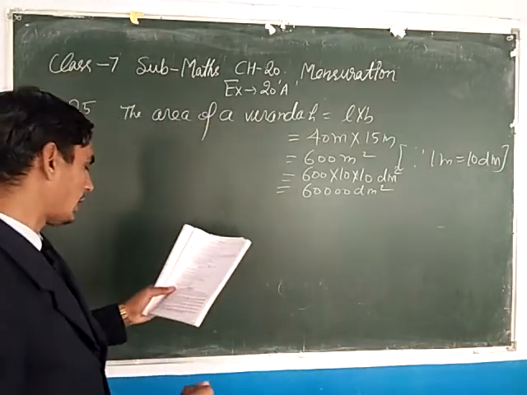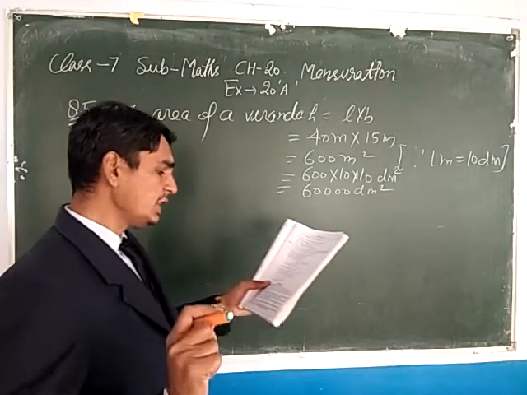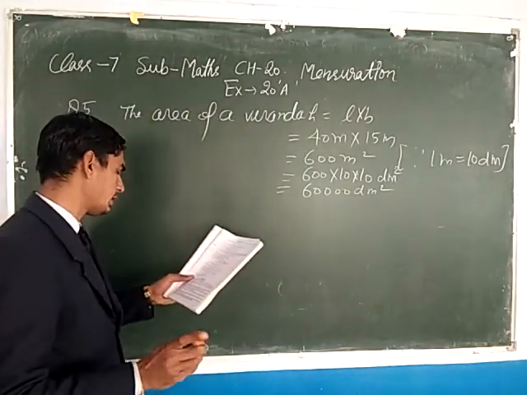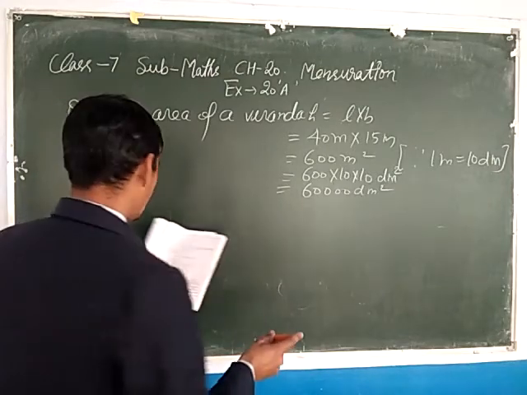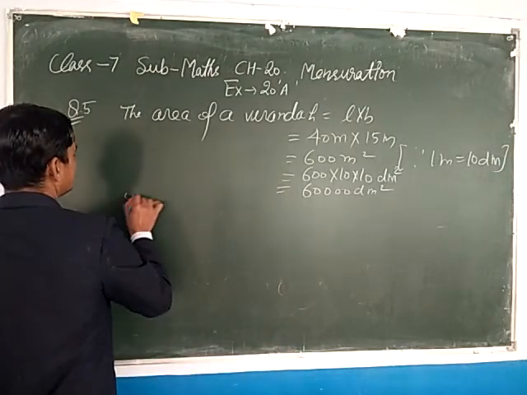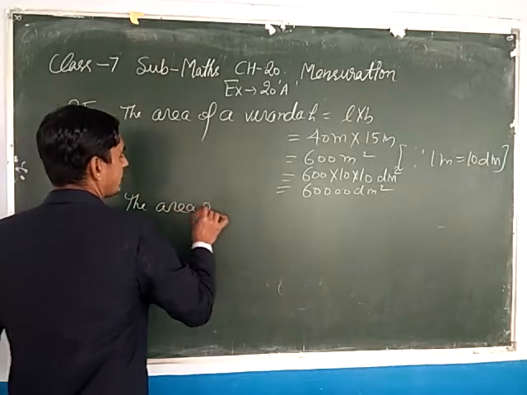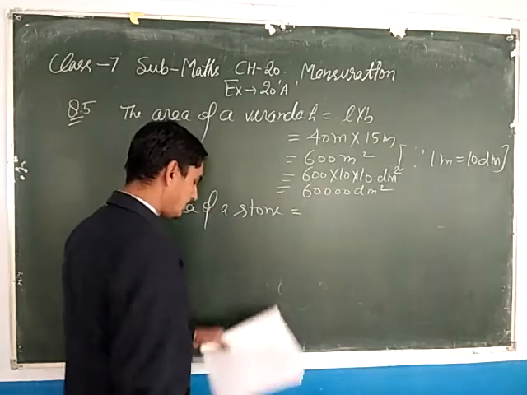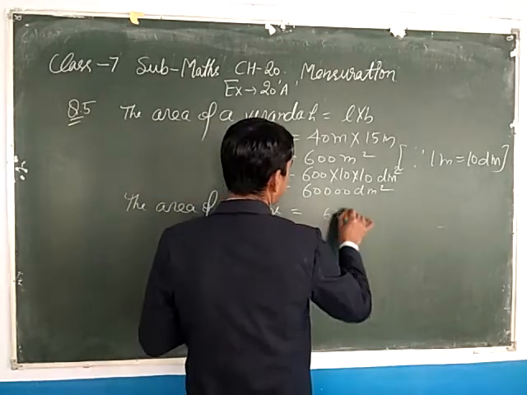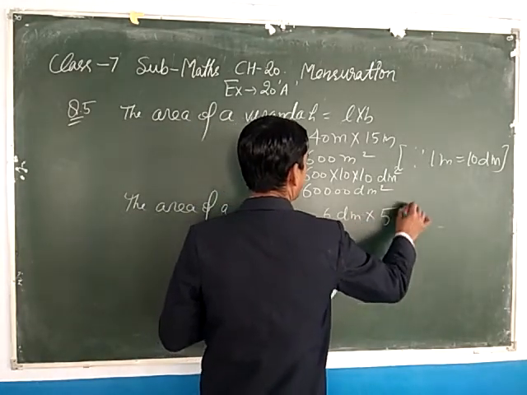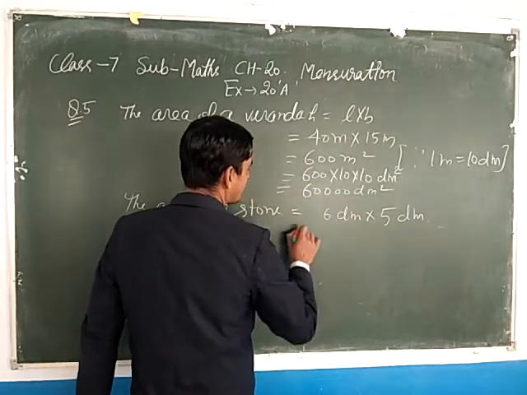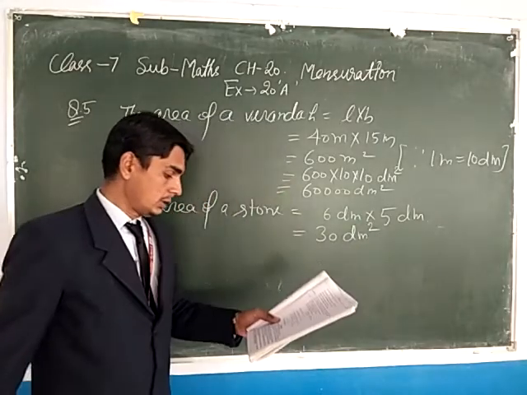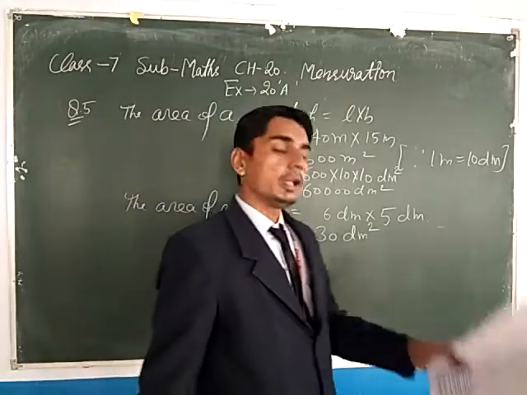Okay beta, now let us read ahead. It is to be paved with stones, each measuring 6 decameter by 5 decameter. So the area of a stone equals again length multiply breadth, and length is 6 decameter multiply breadth is 5 decameter. So 5 sixes are 30 decameter square. Clear na? Find the number of stones required.